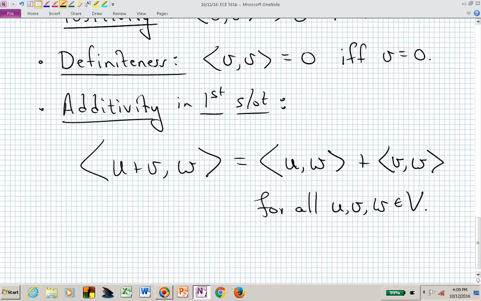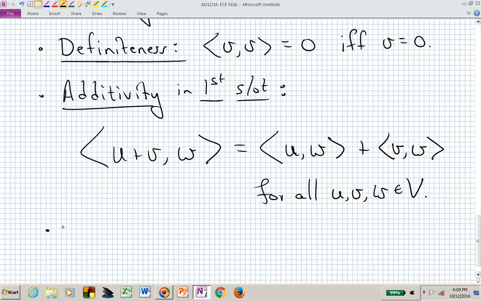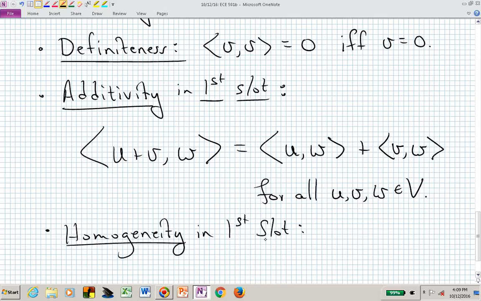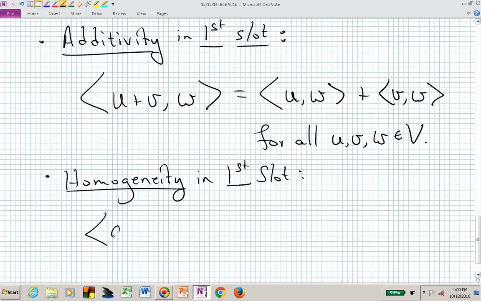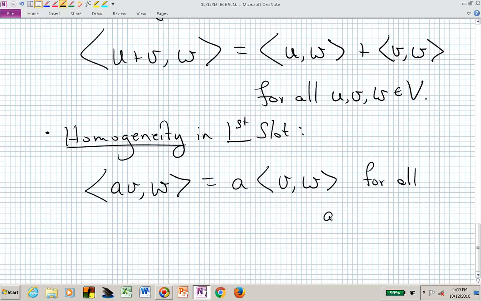We also want homogeneity in the first slot. That means that if we scale the vector V in the first slot and take the inner product with W, then that scalar A slides out of the inner product, and we can say that it's the same as A times the inner product of V comma W. And that's true for all scalars A and all vectors V and W in our vector space V. Yes?